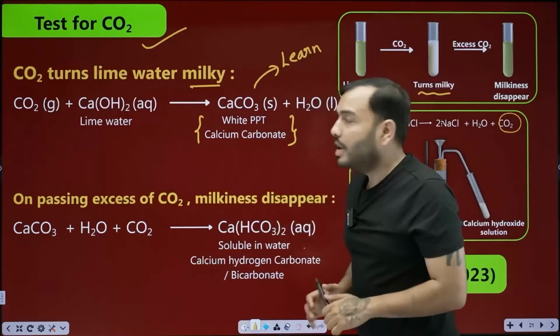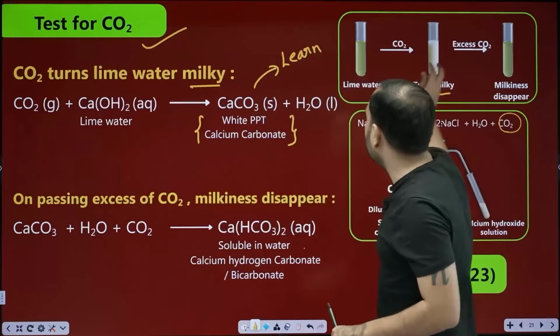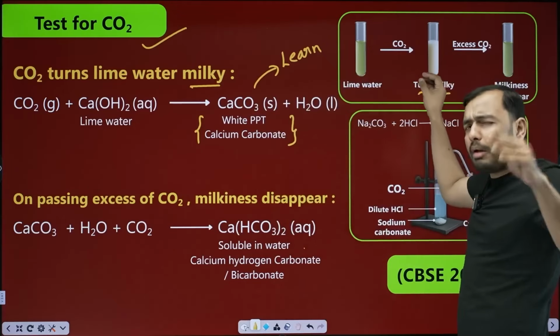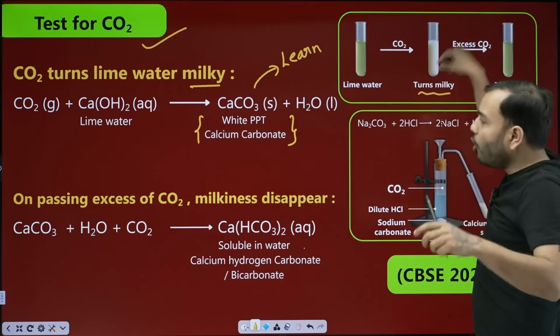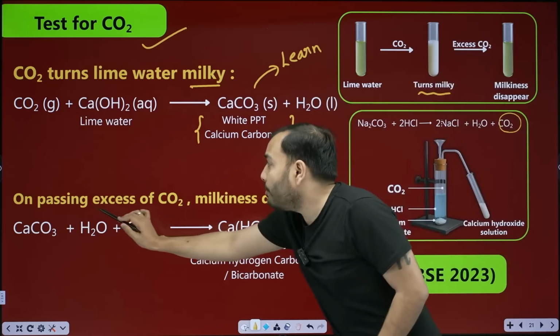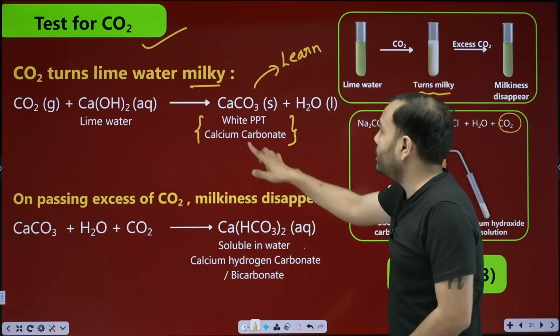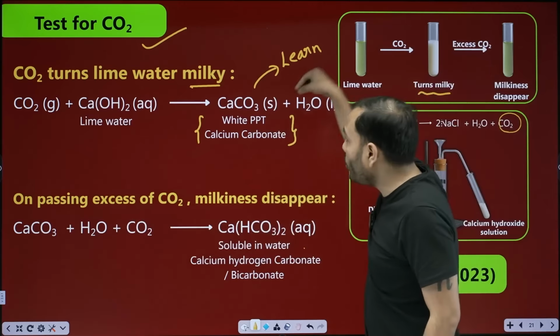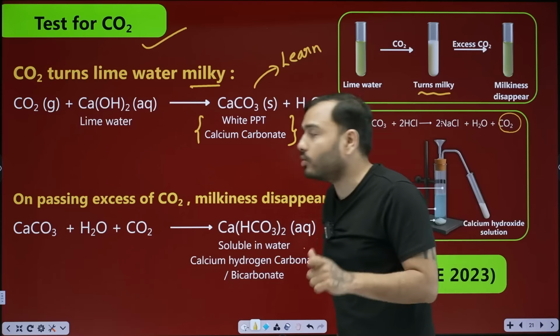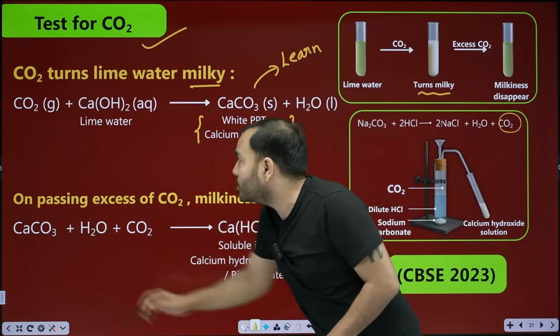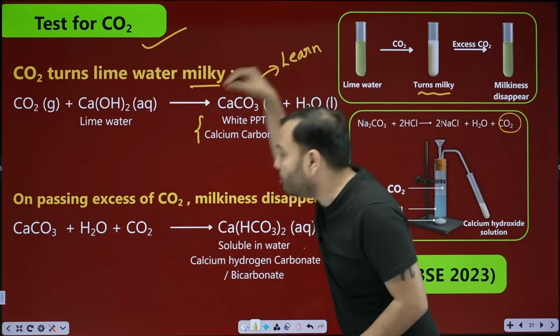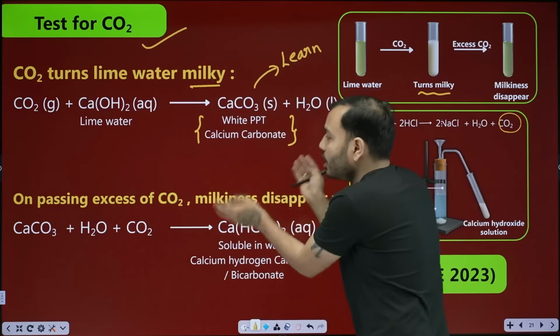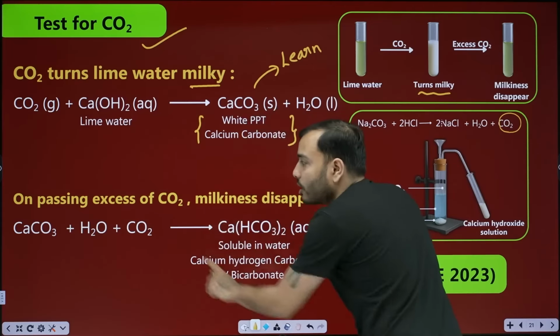Now the story moves ahead. Suppose this lime water, that is milky, I pass more carbon dioxide. Passing excess of carbon dioxide. Till here it was milky. I pass more carbon dioxide. If I put more, then what happened? This was calcium carbonate that was formed, along with water. We added more carbon dioxide in it. What is formed when we add more carbon dioxide?